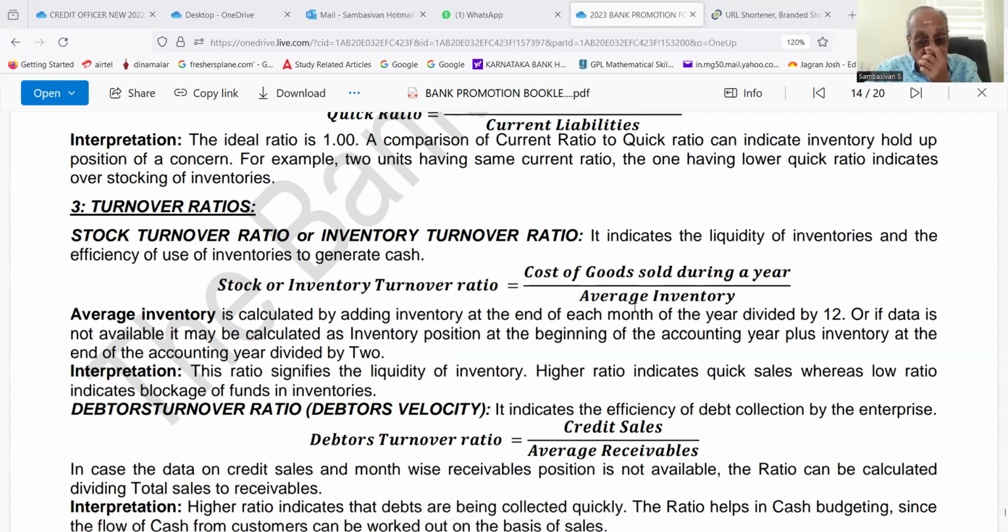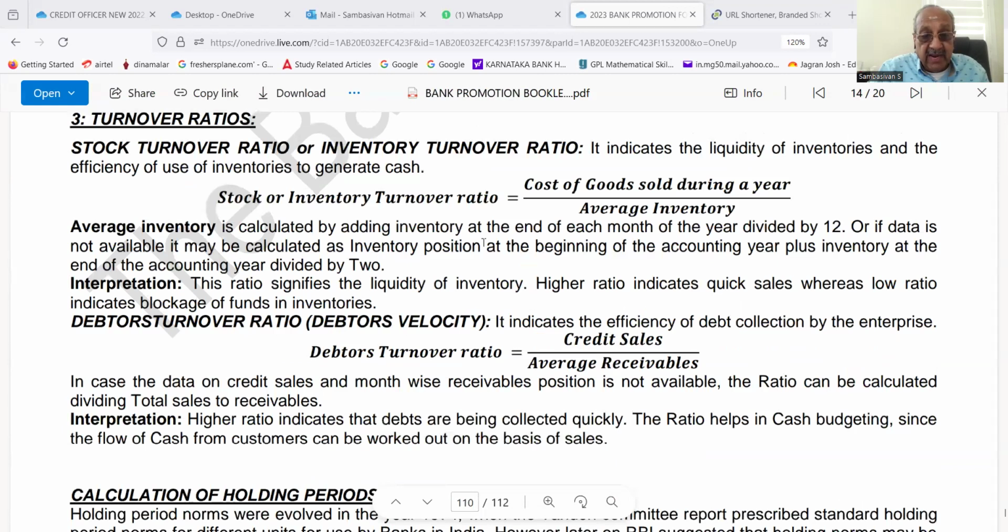Turnover ratio, stock turnover ratio or inventory turnover ratio is equal to cost of goods sold during a year divided by average inventory. Average inventory is calculated by adding inventory at the end of each month of the year divided by 12. Or if data is not available, it may be calculated as inventory position at the beginning of the accounting year plus inventory at the end of the accounting year divided by 2.